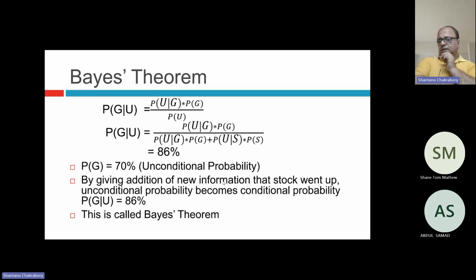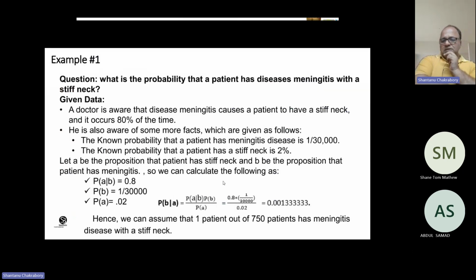The unconditional probability can be 86%. So 70% is P of C. 86% is when the stock goes up, when the economy is performing better. So that is basically, these are the two conditions that will apply to the Bayes theorem. And this is how we go ahead and we calculate.